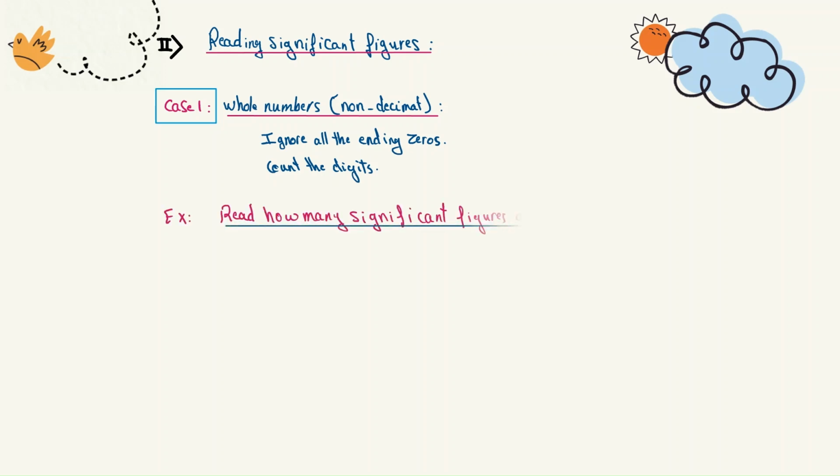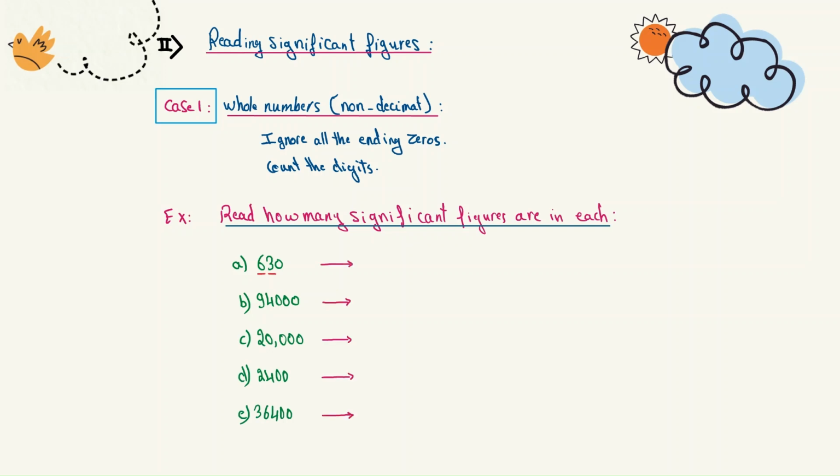Example, read how many significant figures are in each. In part A, count all except the last zeros. So we have 6 and 3, it is 2 significant figures or 2SF. Part B the same, 2 significant figures. Part C is 1 significant figure. Part D is 2 significant figures and E is 3 significant figures. So we are done with the case of whole numbers.